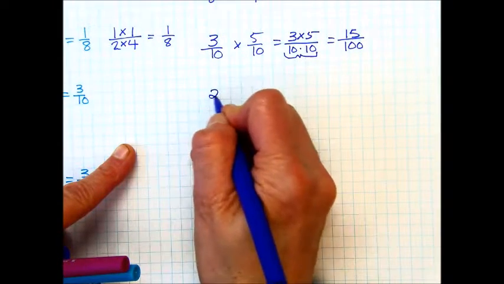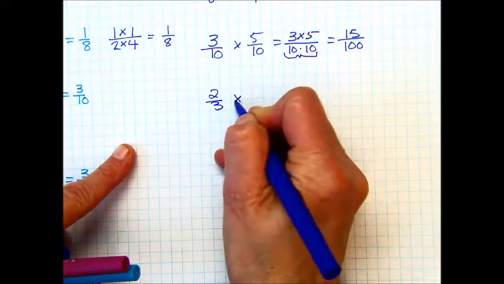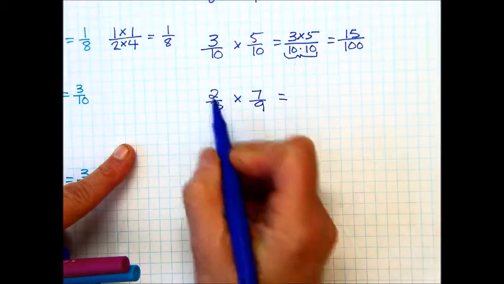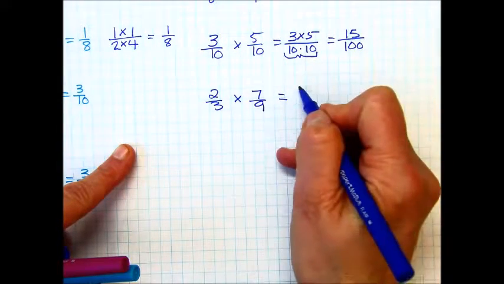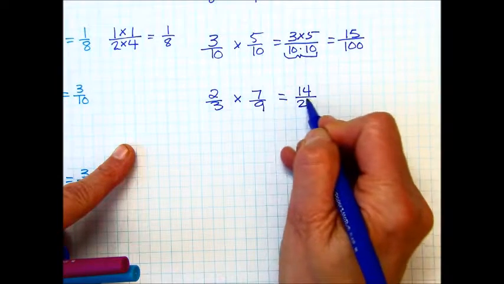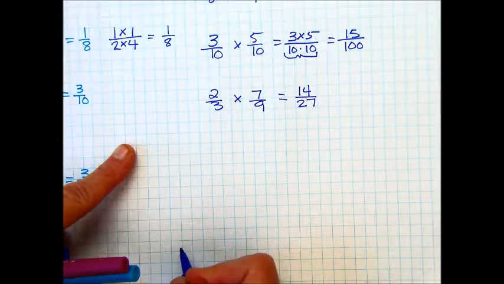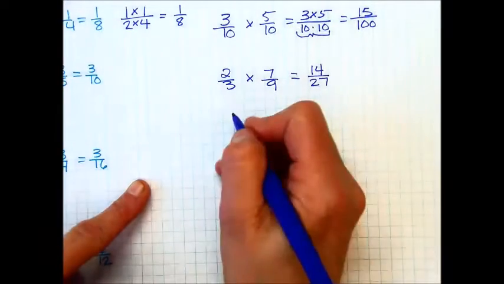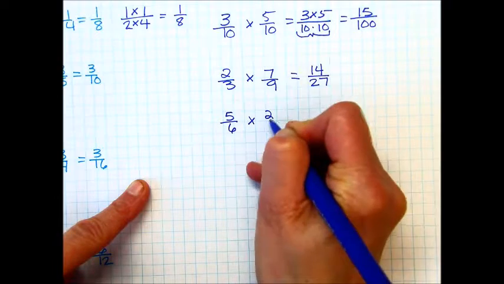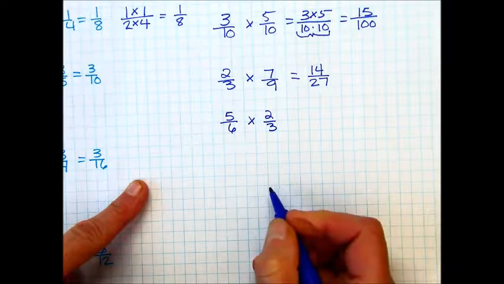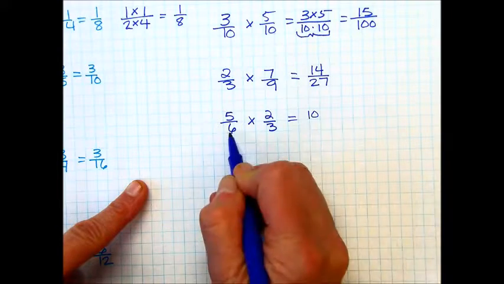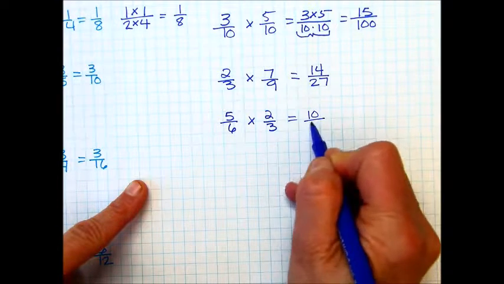Here we have 2/3 times 7/9. Well, 2 times 7 is 14, and 3 times 9 is 27. One more is 5/6 times 2/3. Again, 5 times 2 is 10. 6 times 3 is 18.